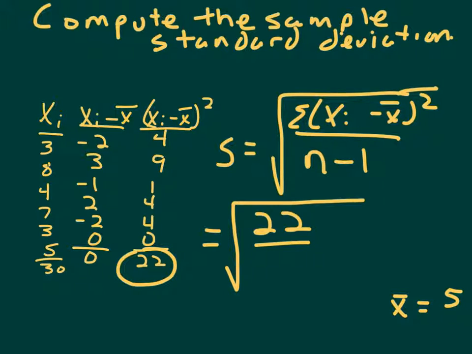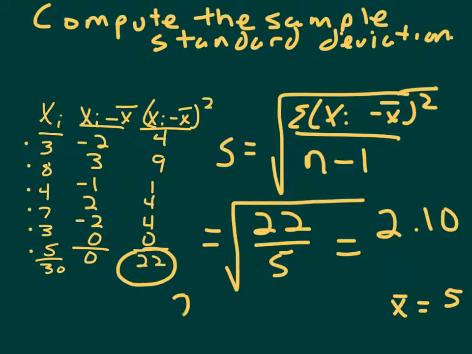22 then, now we'll divide by 5. That's 6 minus 1. There's 6 points there: 1, 2, 3, 4, 5, 6. So we'll subtract 1 from that to get 5. And our answer then will be 2.0976. I'd round that to 2.10.